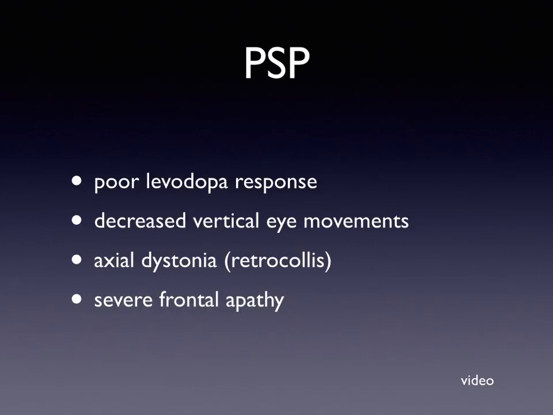The big hallmark with PSP is that they have decreased vertical eye movements with up gaze and particularly down gaze as well. They also may have retrocollis, which is where their head and neck are positioned backwards and very stiff. And these patients tend to have a very severe frontal dementia as well, and fairly quickly progressive. The last thing not mentioned here is that these patients also tend to have a lot of problem with falls very early in their disease onset. So if the patient has falls early, this might be the disease they have versus regular idiopathic Parkinson's.